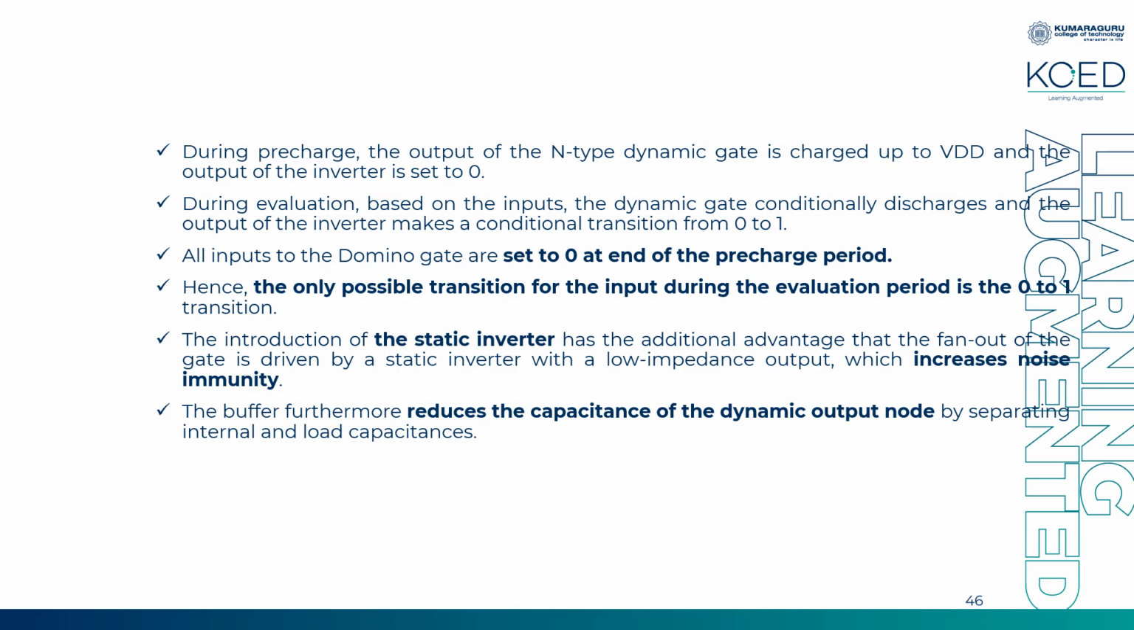Here the output of domino is taken after the inverter. When the output node of the dynamic logic is VDD, with the inverter added you get domino logic. So the output of your domino gate, after pre-charge is completed, is always 0. Then in the evaluation phase, the only transition possible is that it can either remain at 0 or go for a 0 to 1 transition.